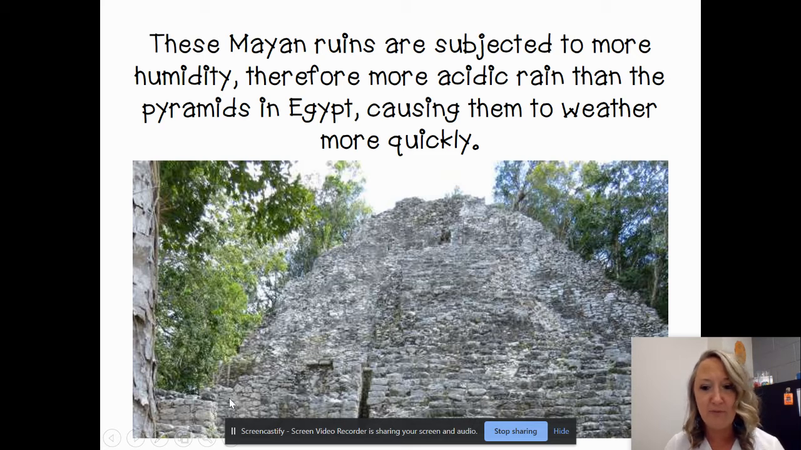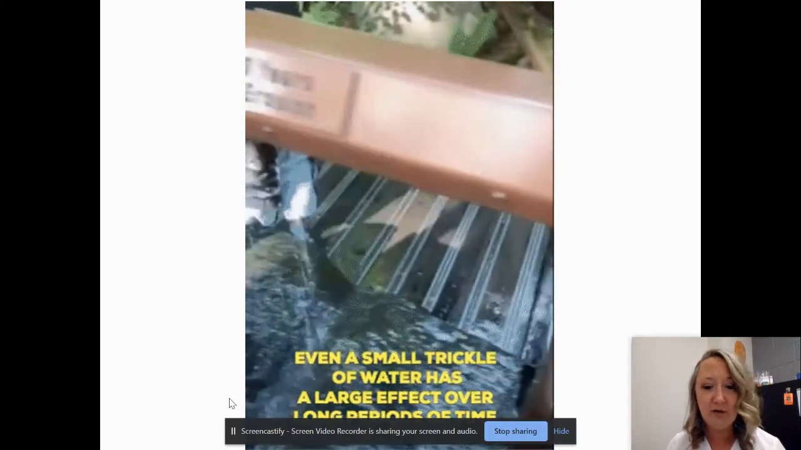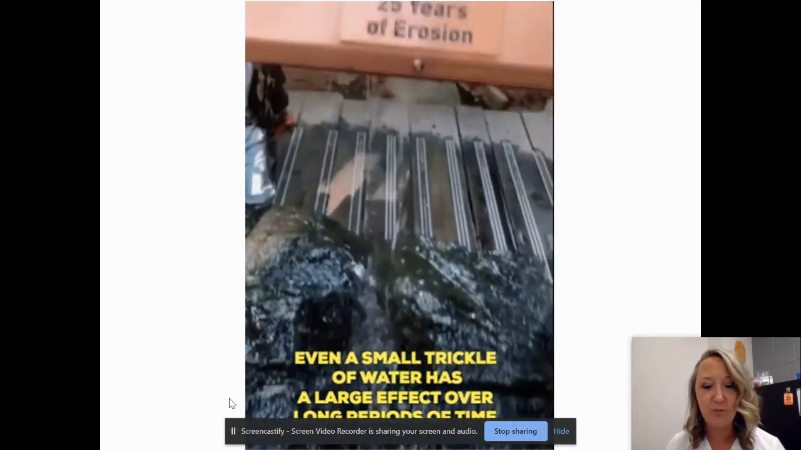Now they're just kind of lumpy, right? They've been weathered really extremely with acid rain and just regular rain as well, right, to cause them to weather more quickly. So here's kind of an example of even just how water erosion can have a large effect over a long period of time.